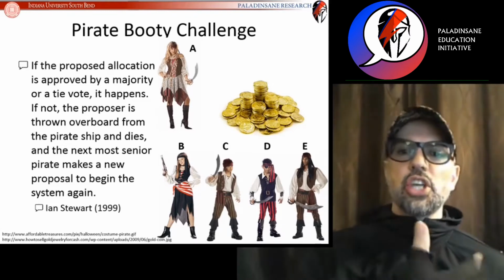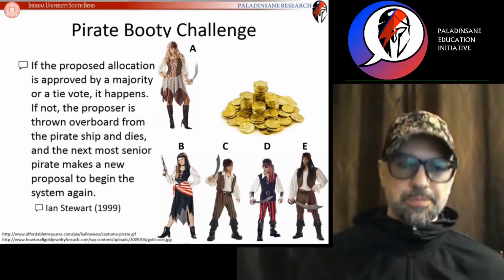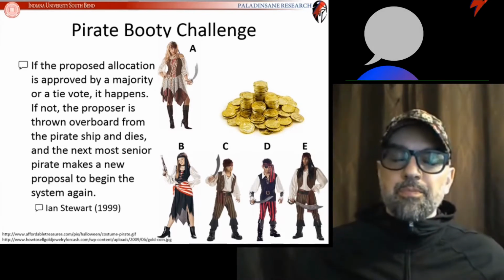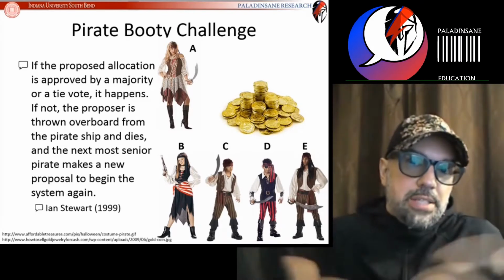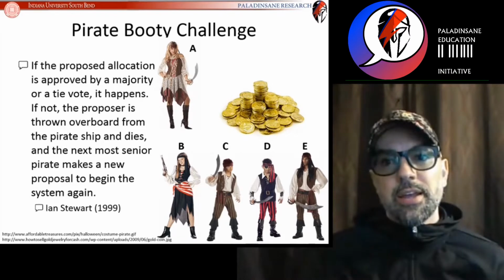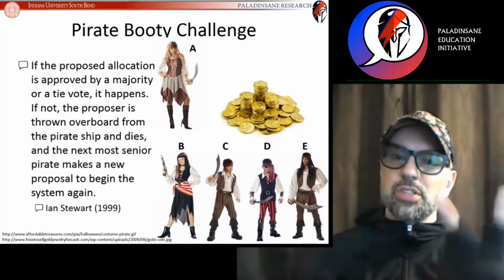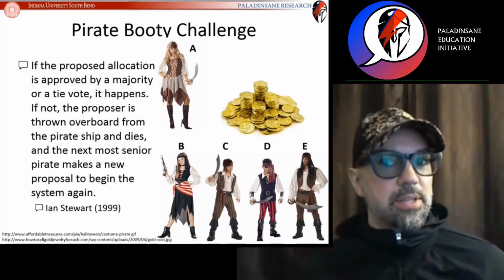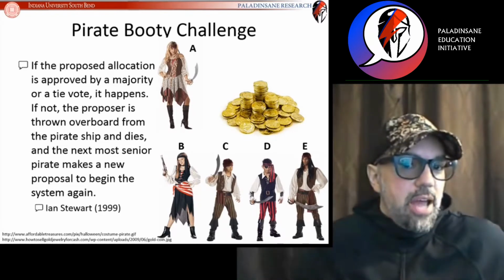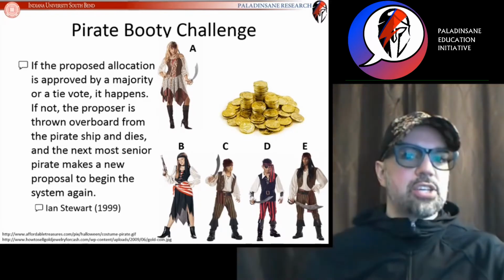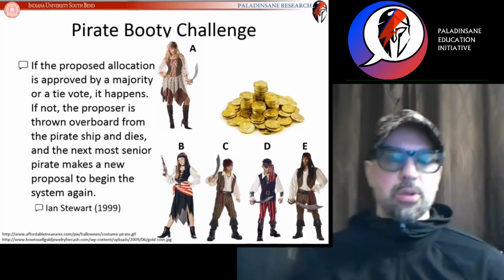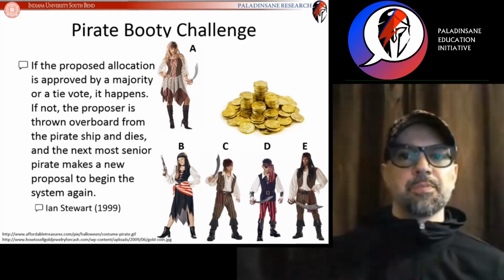So if they reject the proposal from A, then A gets thrown overboard, and then it's up to B. B says, how about this allocation? And they vote again. If B doesn't get at least 2 out of 4 votes, she gets thrown overboard, and then it's Pirate C. Pirate C says, out of the 3 of us, how about this allocation? And it keeps going until it's approved by either a majority or a tie vote.